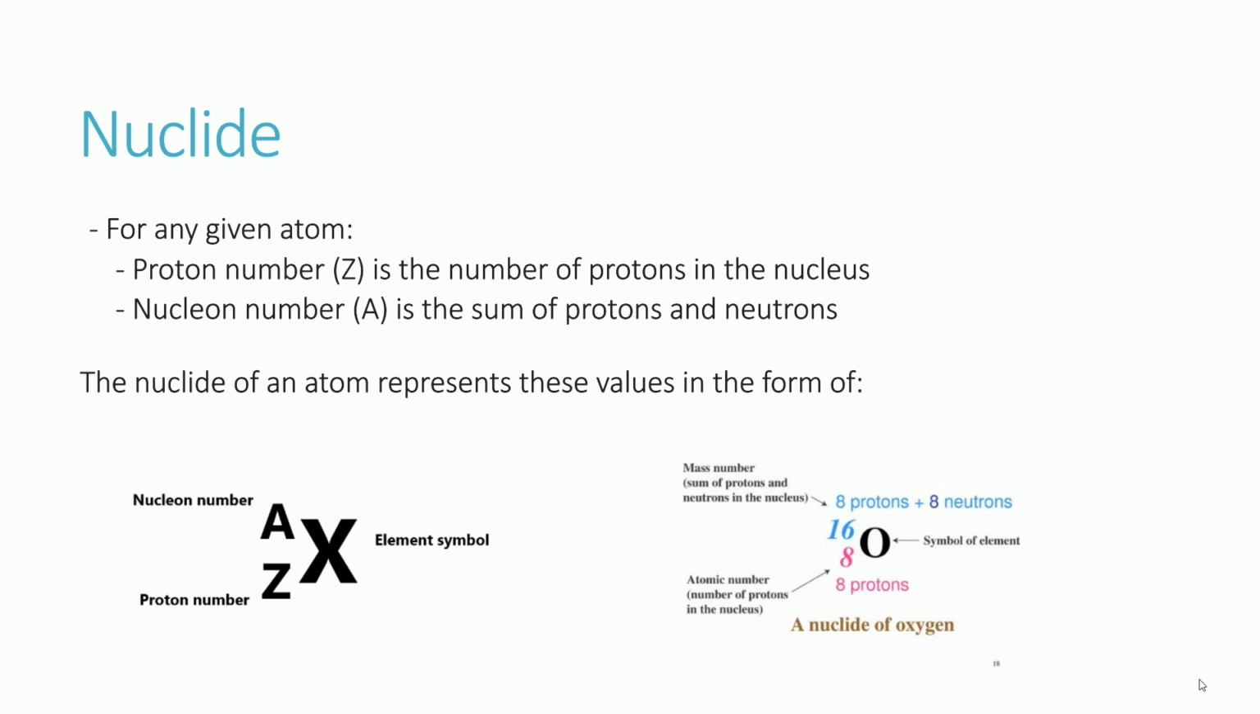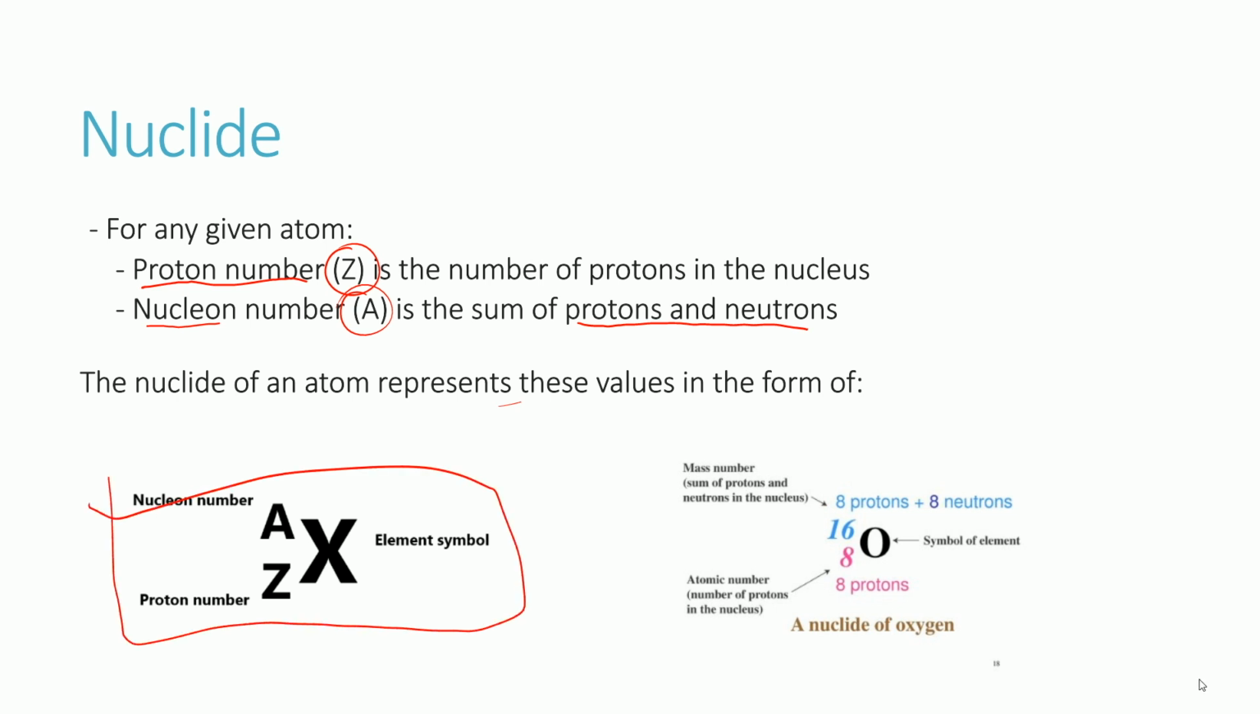So let's take a look at the concept of a nuclide. For any given atom, remember, you've got a specific proton number, and that proton number is exemplified by the letter Z, okay? And that's simply the number of protons that you have in the nucleus. The nucleon number is exemplified by the notation A, which is, remember, the sum of protons and neutrons that you find inside that particular nucleus. The nuclide of an atom just represents these values as a whole in this particular format here.